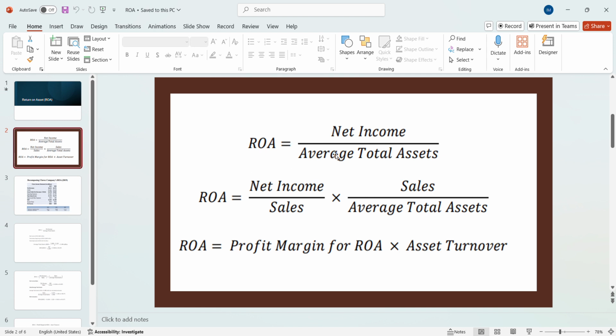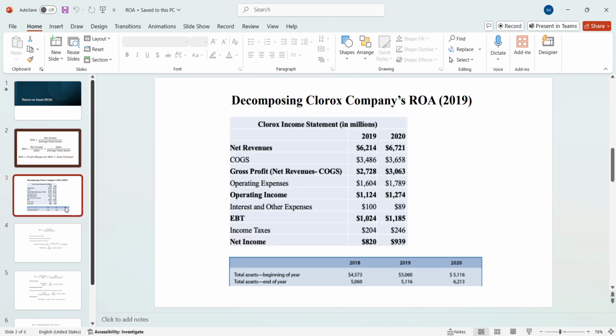To calculate return on asset, we need the information of net income of that company, and we get the return on asset by dividing net income by average total assets. So if in our questions we have net income and we have beginning total asset and ending total asset, we can easily calculate return on asset. Let's see in our example.